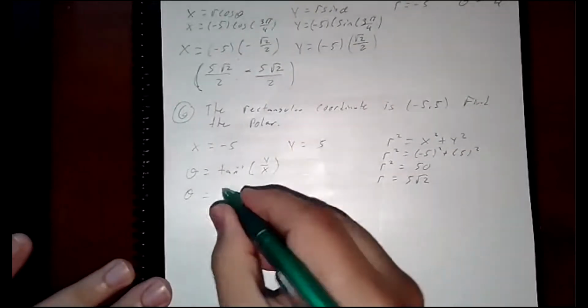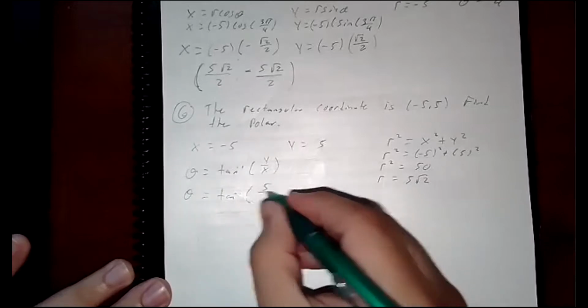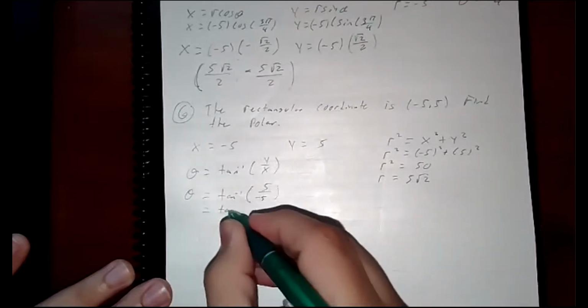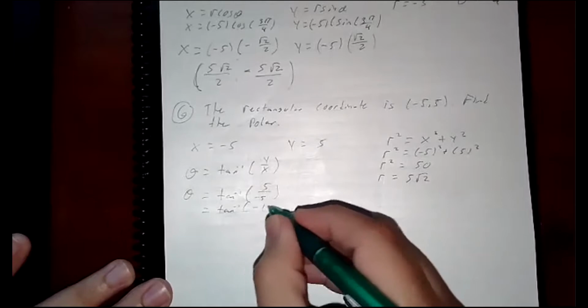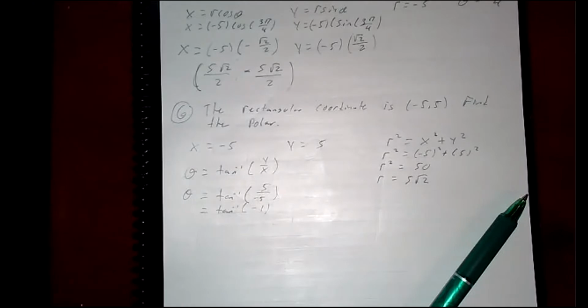So theta would equal tangent inverse of 5 over -5, right? Which is tan inverse of -1. So where is tangent inverse -1? And remember, the x has to be negative and the y has to be positive. So that's how you're going to choose it.